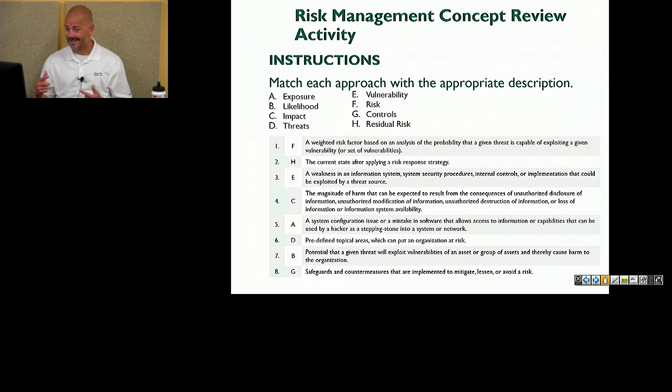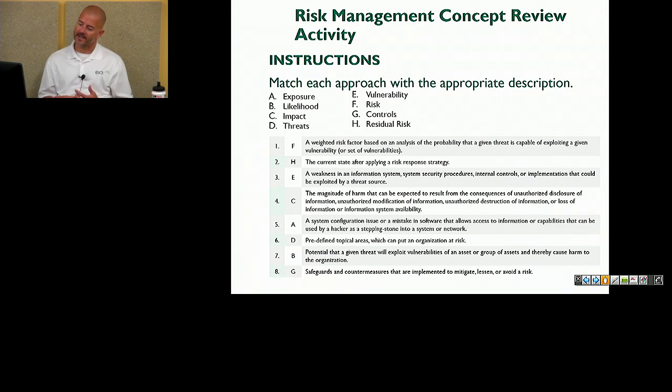7 is going to be F, it's risk: the potential that a given threat will exploit the vulnerabilities of an asset or group of assets and thereby cause harm to the organization. It's risk, and that is the ISO terminology from the 2005 document, the 27005 document.